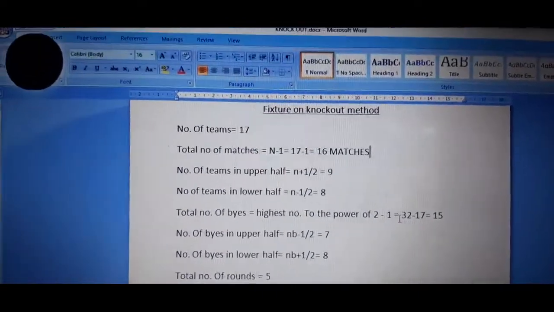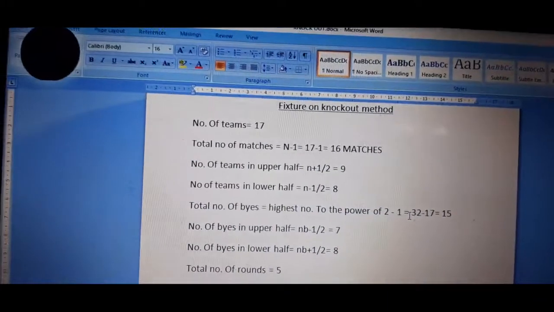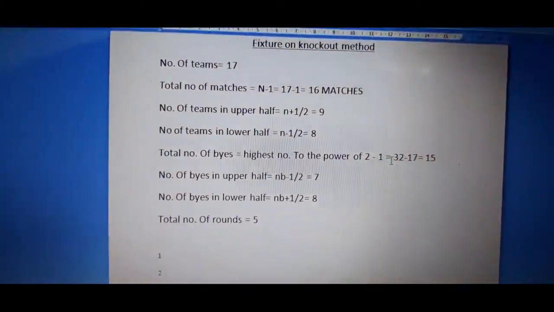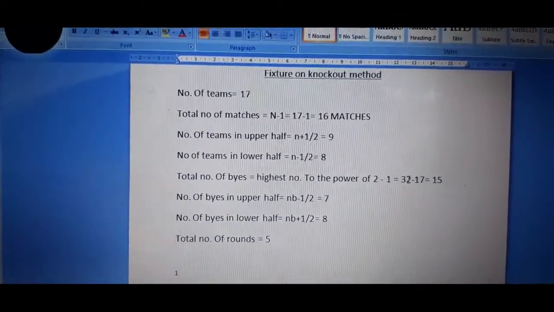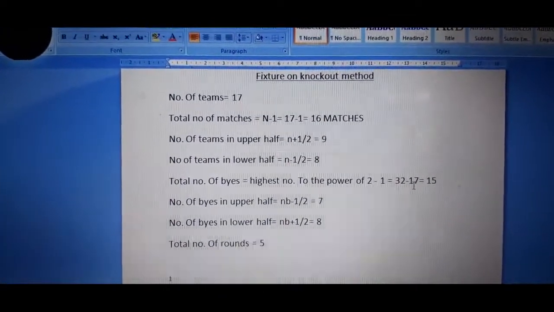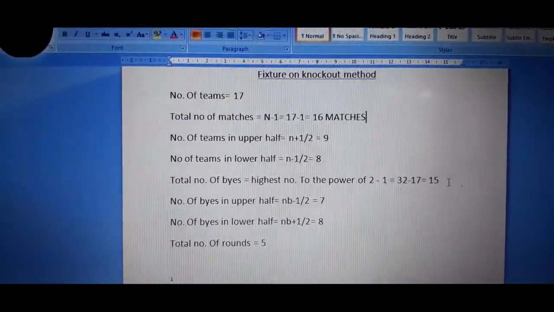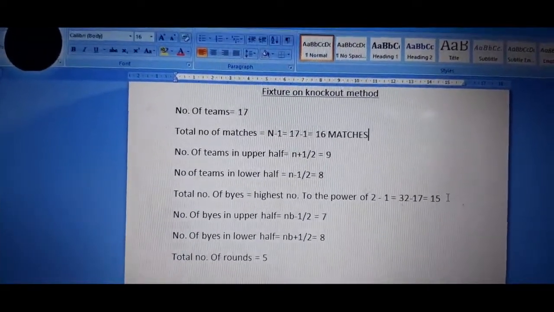Okay, so that is a very simple thing. You won't be getting a question beyond 32, so always practice on 32. Then 32 minus 17 will give you 15. So the total number of byes that you have to give is 15.